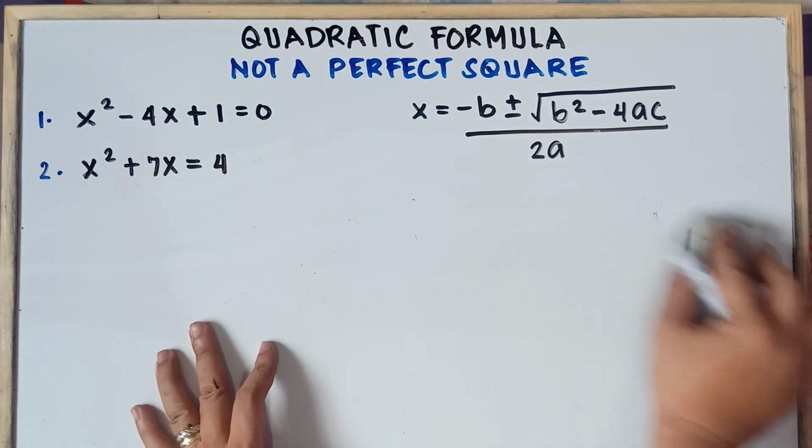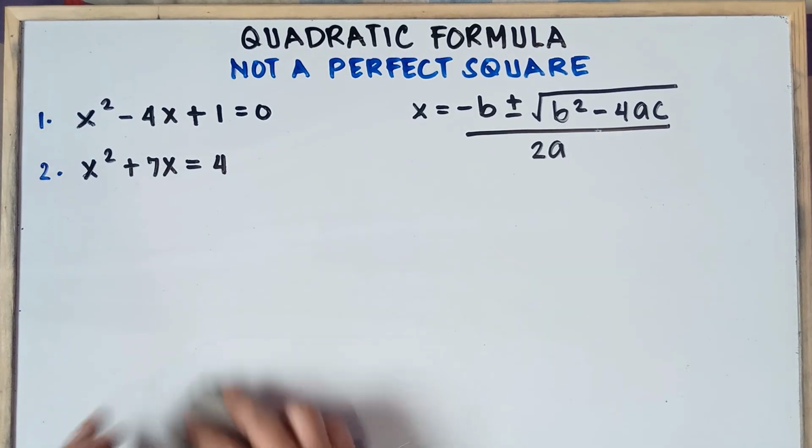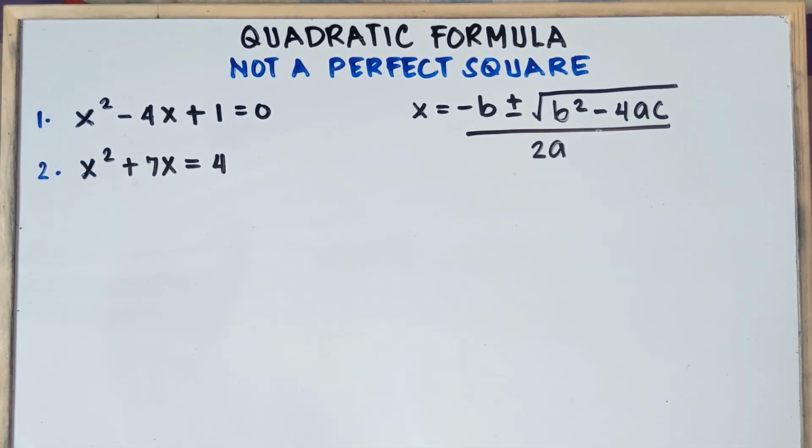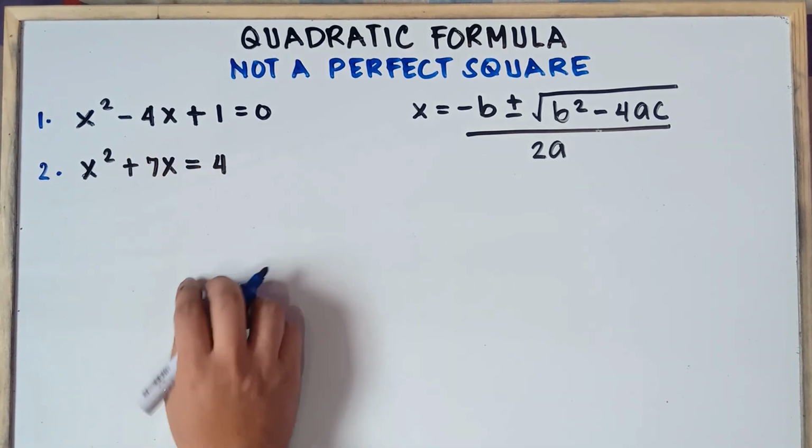Alright, let's start with example number 1. The first thing that you need to do, class, is get the values of a, b, and c, for you to plug those values into this given formula. So once again, number 1: x squared minus 4x plus 1.